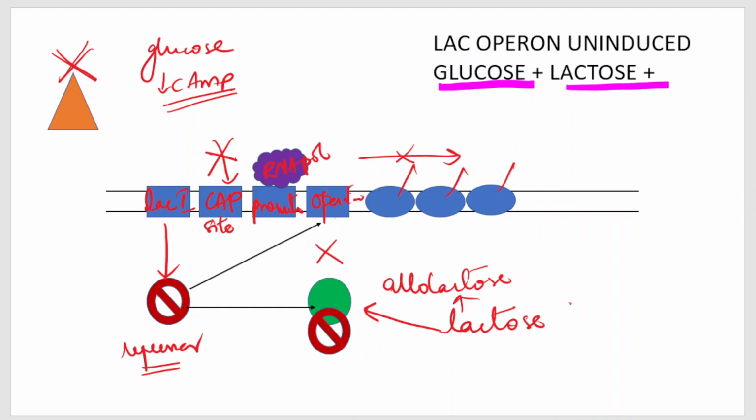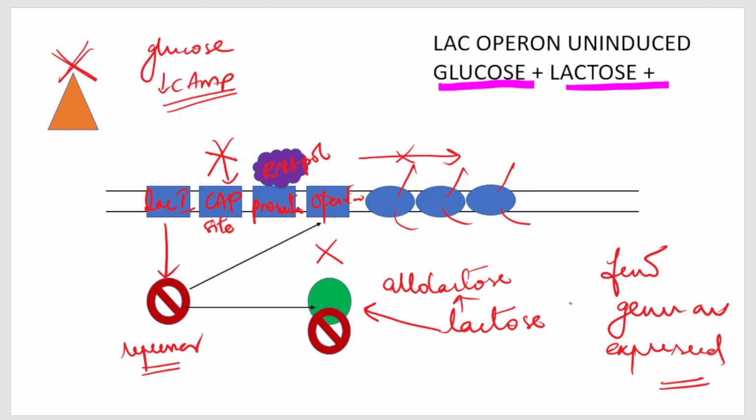So what happens in this kind of condition? Few mRNAs are produced. Few genes are expressed. So the LAC operon is not completely inhibited, but it is not induced. This is the condition where the LAC operon is uninduced.